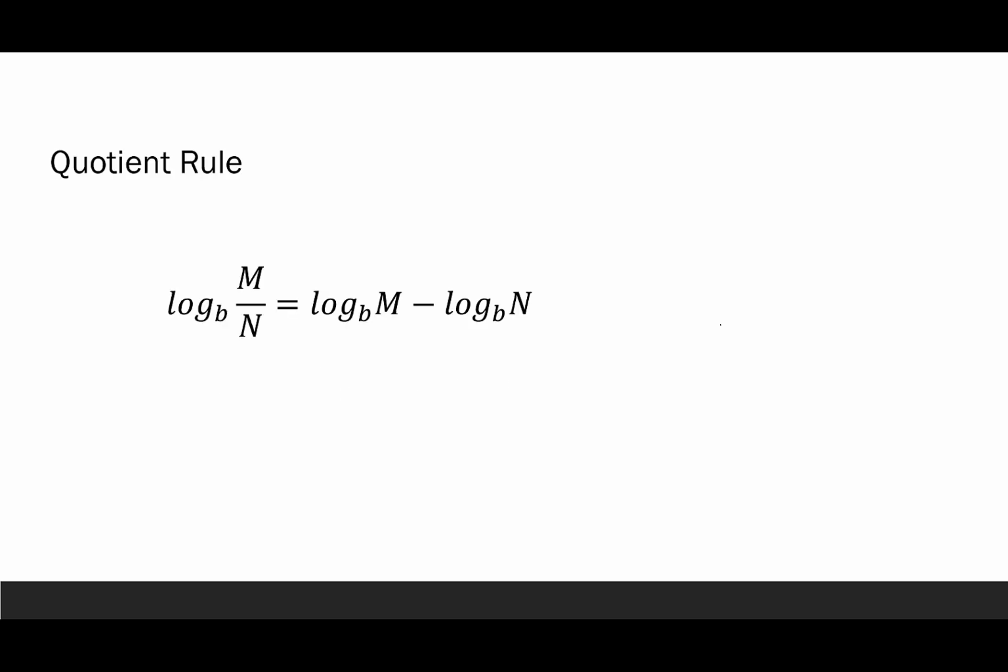So very similar to that, we have the quotient rule. The quotient rule says when I divide, I subtract. So the log base b of m over n is the log base b of m minus the log base b of n. So notice as I'm expanding, each piece gets its own log base b.